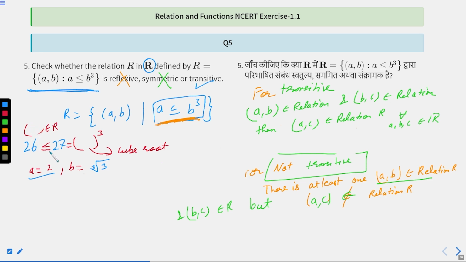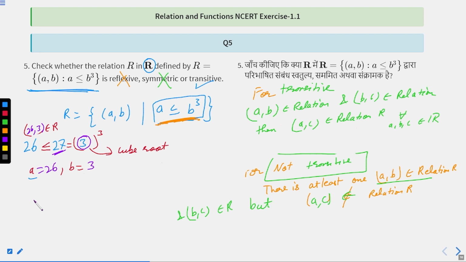So 26 is less than or equal to 27. It is true. We know 27 is 3 cubed. That's why I have taken this number 27, because it is the cube of an integer. So 3 cubed is 27. This means my a is 26 and b is 3. Now I can say that (26, 3), that is (a, b), belongs to the relation R.